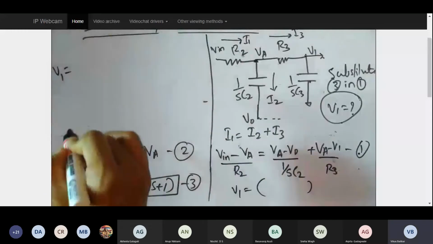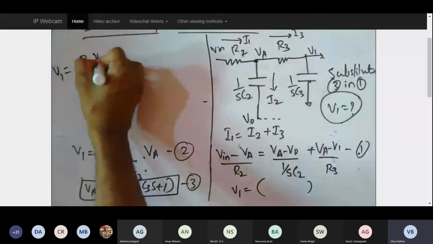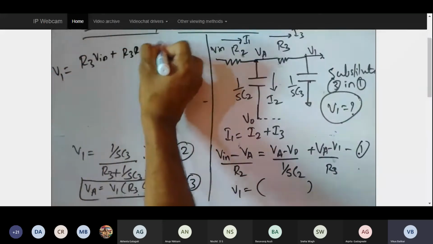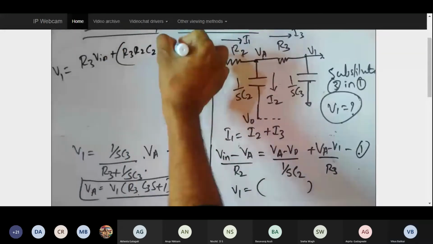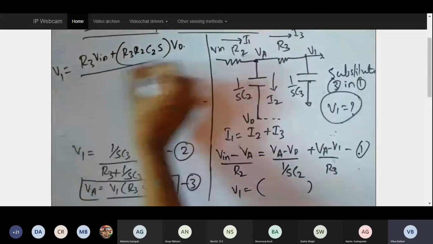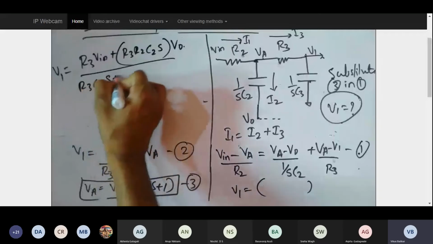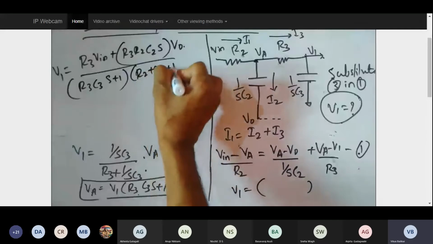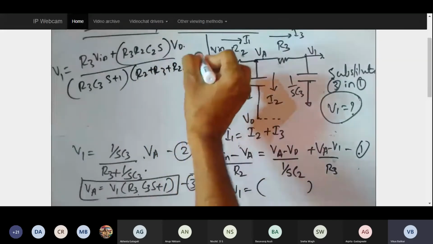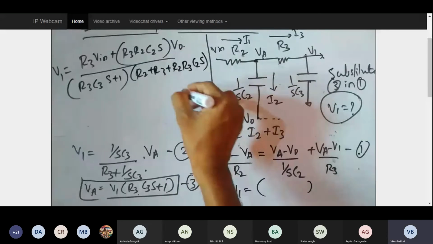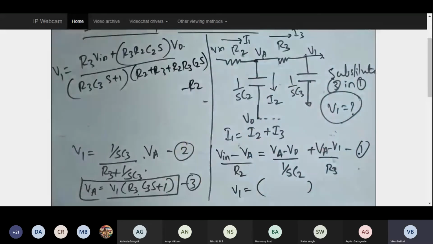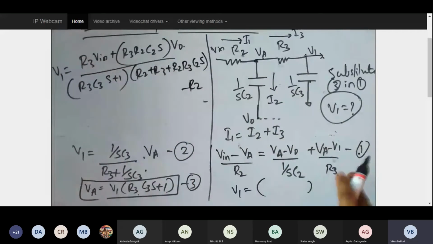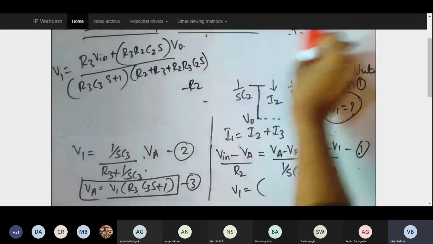So V1 will be something like this: R3 Vin plus R3 R2 C2 S multiplied by V0, divided by R3 C3 S plus 1 whole, multiplied by R2 plus R3 plus R2 R3 C2 S minus R2. So this will be my final equation of V1, when I simplify all this.